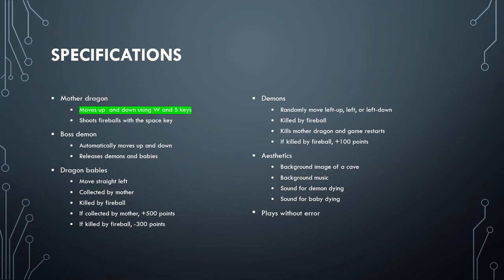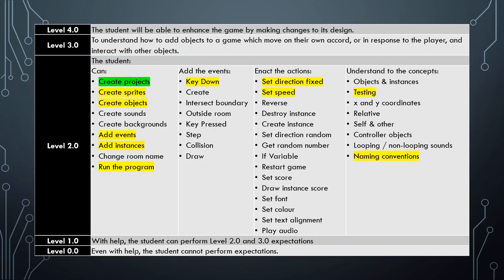Now, so far in our project, we have now created a mother dragon, and we can tick off the specifications for making our mother dragon move up and down using the W and S key. And in this tutorial today, you would have learnt how to create sprites, how to create objects, how to add events, add instances, and how to run a program. You would have learnt about the key event, the key down event, and you would have learnt the actions of setting a set direction fixed and setting a speed. Also, you would have understood the concepts of testing and naming conventions.